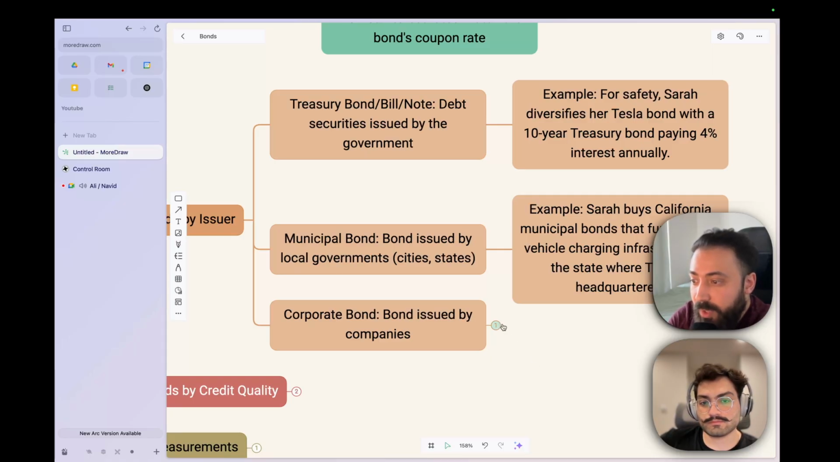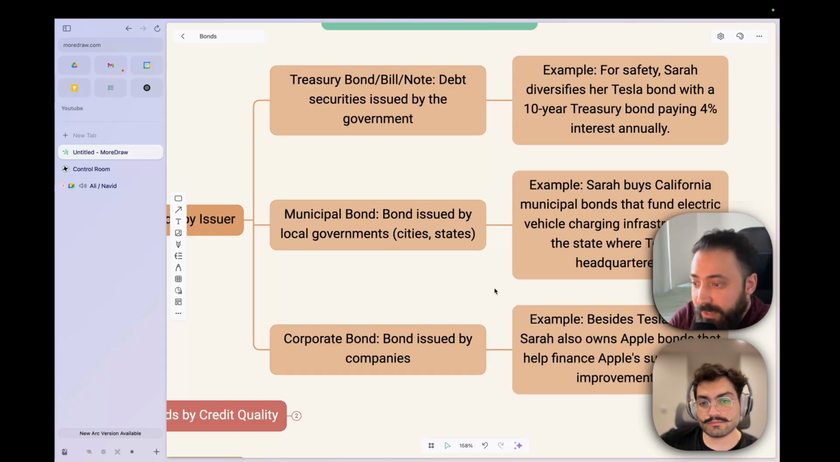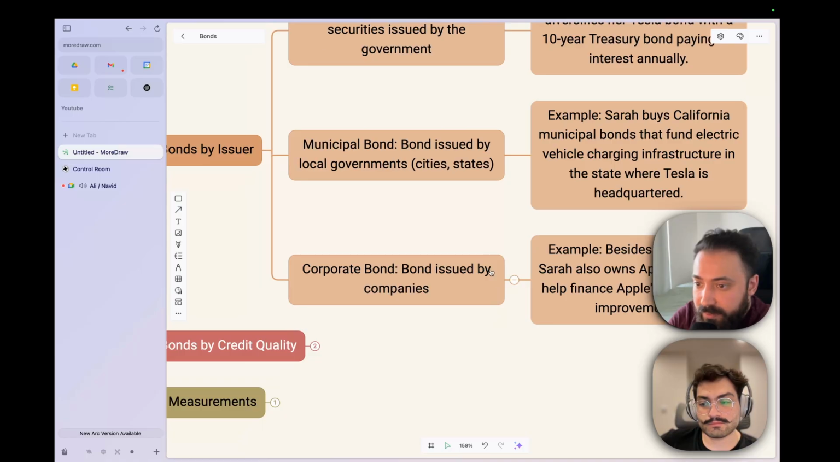Then we do have corporate bonds, which are issued by companies. For example, besides the Tesla bond, Sarah also owns Apple bonds that help finance Apple's supply chain improvement. So basically, Apple does sell bonds, and you can invest your money in those bonds as well. And the Tesla bond itself is a corporate bond.